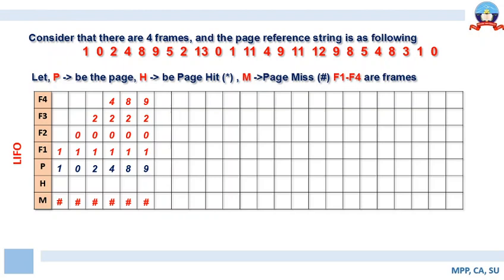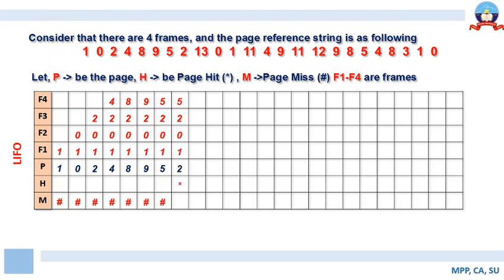Now after 9 there is a reference to page number 5. Since page number 5 is not available in the memory, I'll replace the frame that is there at the top of the stack. So I'll replace 9 with 5. Now after 5 there is a page reference to page number 2. Since page number 2 is available in the memory, there is a page hit. Whenever there is a page hit, you need not replace the page.